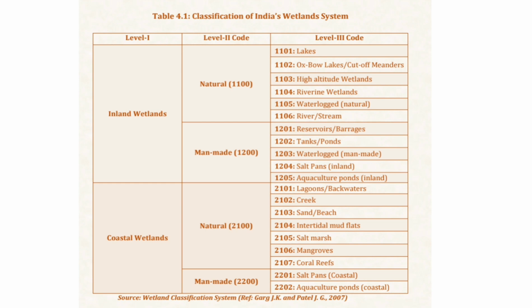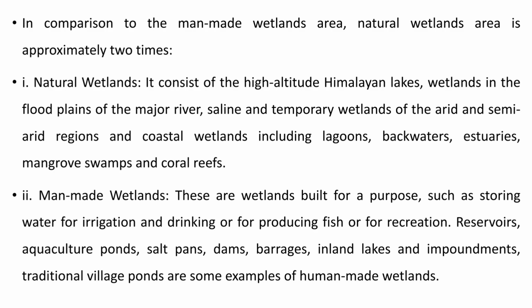Some of them are inland wetland, some of them are coastal wetland. Further they are classified as natural and man-made. So what is natural wetland? It consists of high altitude Himalayan lakes, wetlands in the floodplain of major rivers, saline and temporary wetlands of arid and semi-arid regions, and coastal wetlands. So basically these are made naturally.